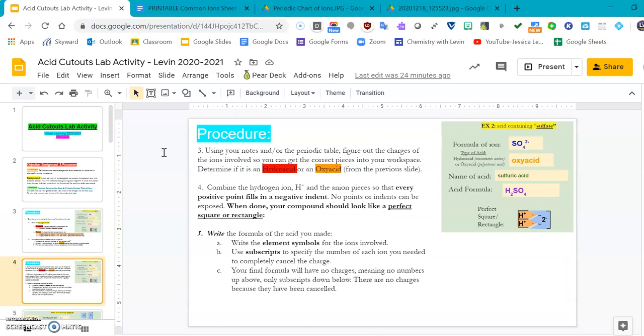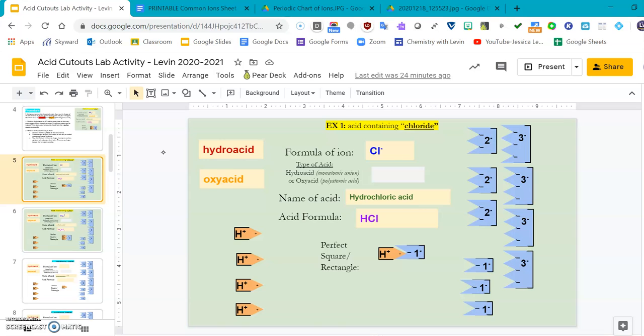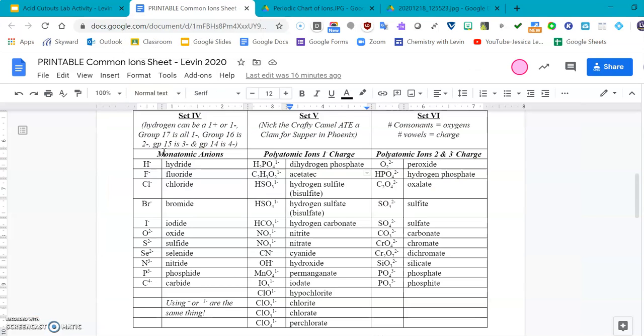Use your notes or the periodic table to figure out if it's a hydro or oxy acid from that previous slide. You want to make that perfect rectangle and use your subscripts, okay? Use your subscripts. You should know how to do that. So, like I said, these are draggable. An acid, for this first example, that contains the chloride ion. It ends in ide. So that means it's over here.